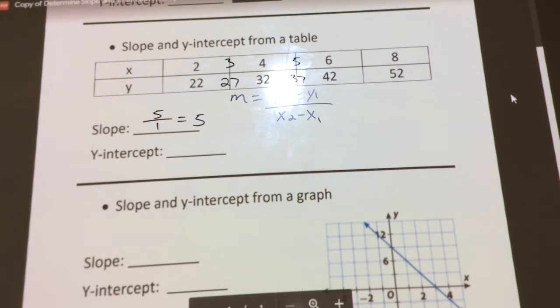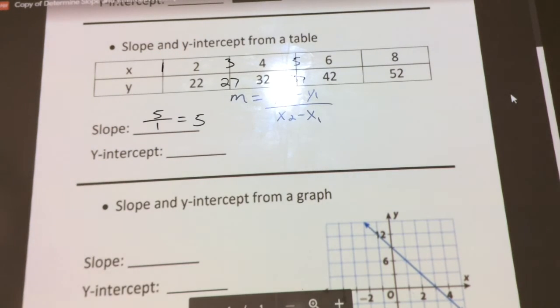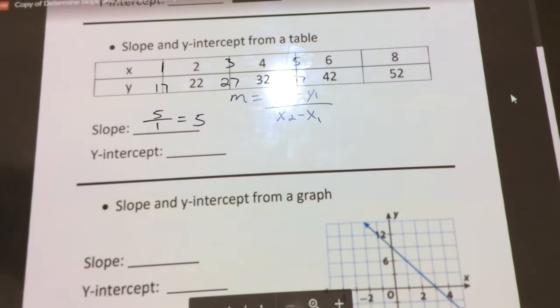Any issues with that? Okay, now, what happens if I want to go backwards though? What happens if I want to figure out what 1 is going to be? 17. How'd you figure that one out, Reed? Because 5 subtracted from 22 is 17.